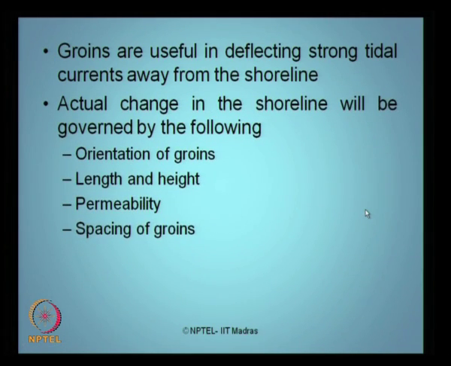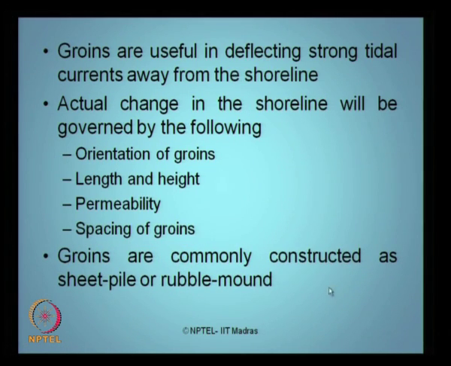The actual change in shoreline will be governed by the following. Orientation of groins plays a very important role in altering the morphology along the coastline. Of course, the dimensions of the groin in terms of its length and height. How permeable the groins are, and how you make them more permeable, also affects the actual protection offered to the shoreline. The spacing of groins, because generally groins are constructed in series, therefore the spacing between the groins also significantly influences the effective protection offered by these groins to the coastline.